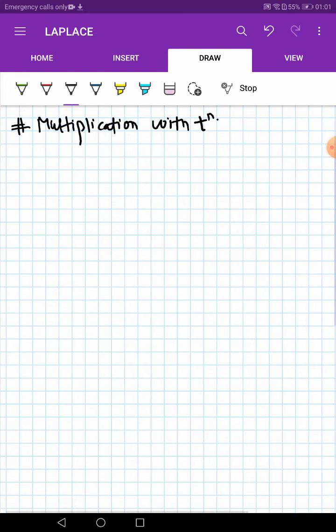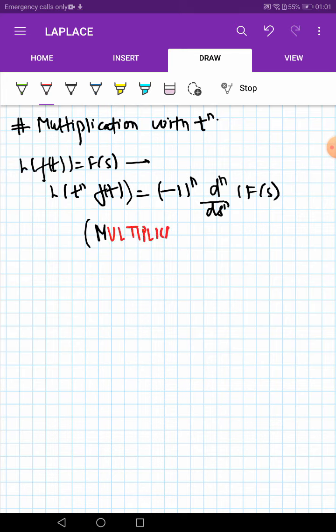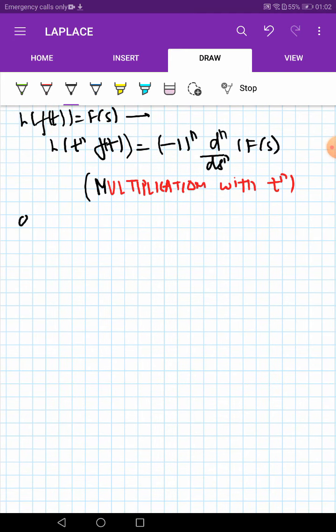The theorem is: if L of f of t is equal to F of s, then L of t power n f of t is equal to minus 1 power n d^n by ds^n of F of s. So this is basically called multiplication with t power n. Okay, so let us understand more clearly with an example.